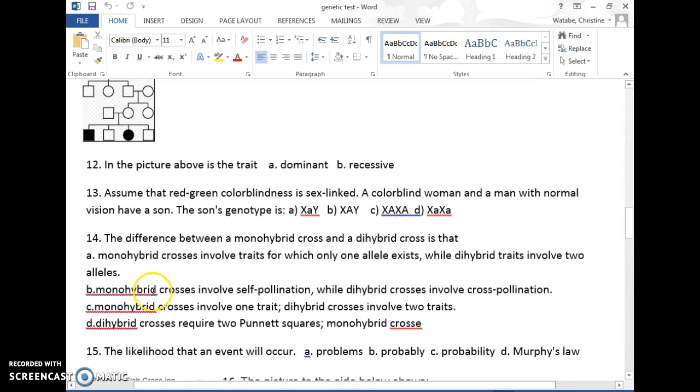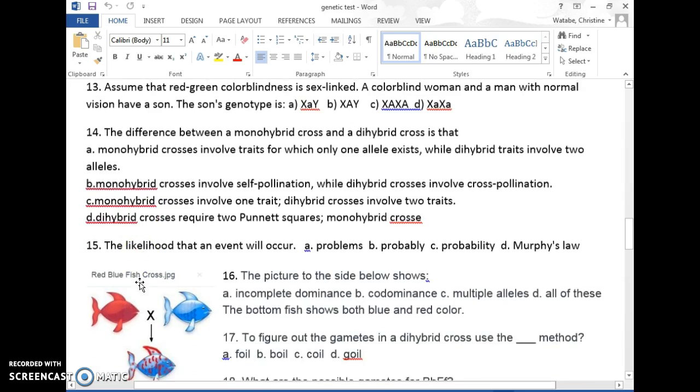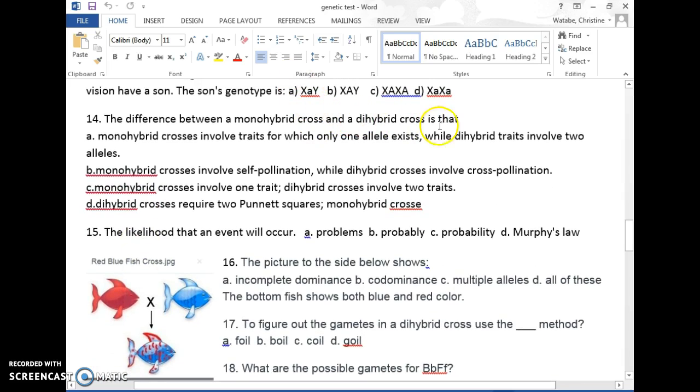Number 14. The difference between a monohybrid cross and a dihybrid cross is that A, monohybrid crosses involve traits for which only one allele exists, while dihybrid traits involve two alleles. B, monohybrid crosses involve self-pollination, while dihybrid crosses involve cross-pollination. C, monohybrid crosses involve one trait, dihybrid crosses involve two traits. D, dihybrid crosses require two Punnett squares.